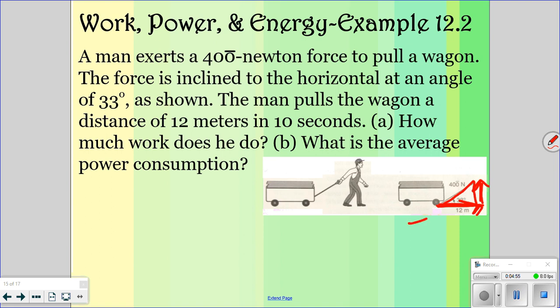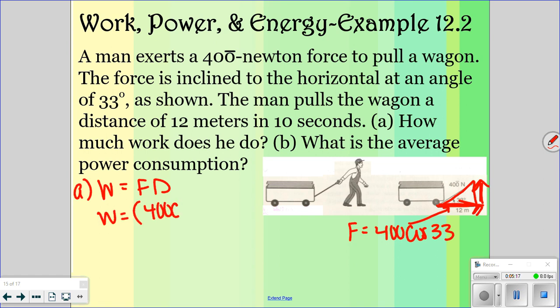So that's going to be found from 400 cosine of 33. So that's going to be your force. You're only going to use the x part of it. So work equals force times distance for part A. So we're looking for the work. Our force is 400 cosine of 33, and our distance is 12.